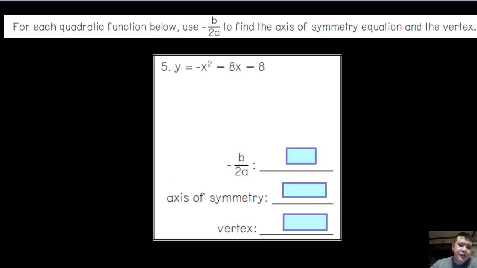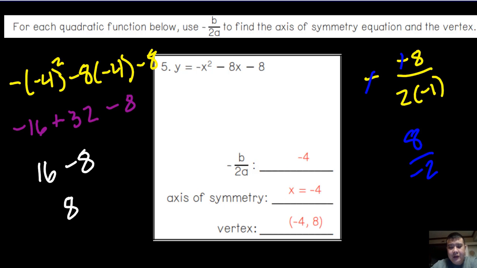Go ahead and try this one out on your own. What you should have found was that negative b over 2a is negative 4, so our axis of symmetry is x equals negative 4. If we plug in negative 4 into the original function and simplify as shown right here, we get that the y value is 8, so our vertex is negative 4, 8.